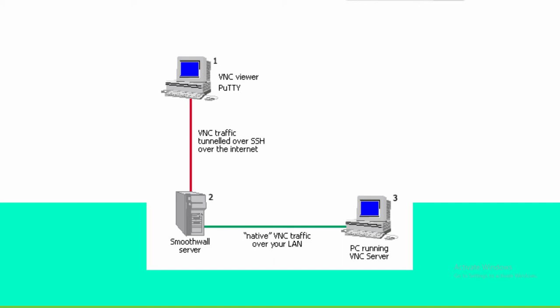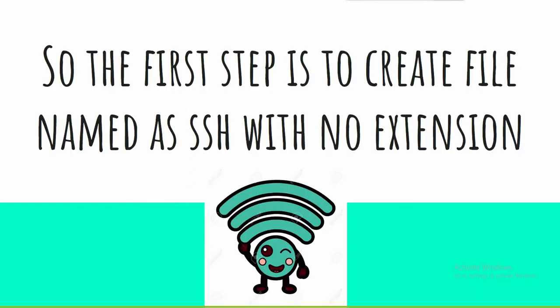Up till now, we have seen the theoretical part of the required software. Now, let's see step by step how to implement all these things practically. So the first step is to create one file named SSH with no extension onto your memory card, where we have the operating system of the Raspberry Pi.